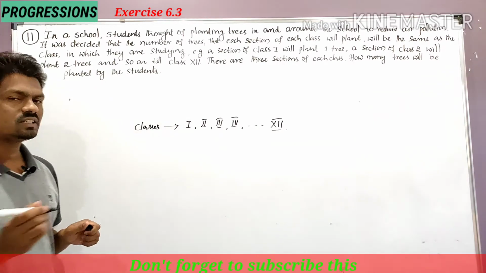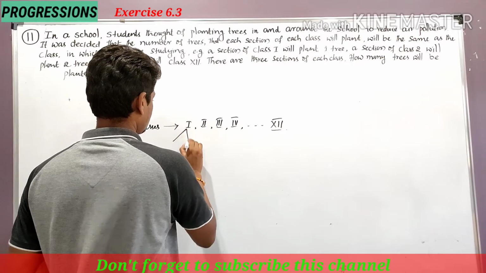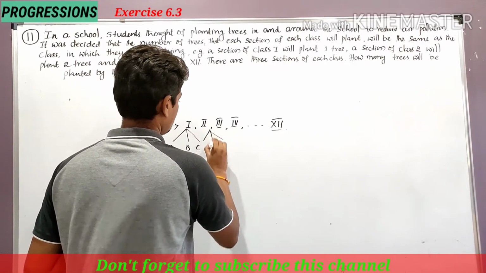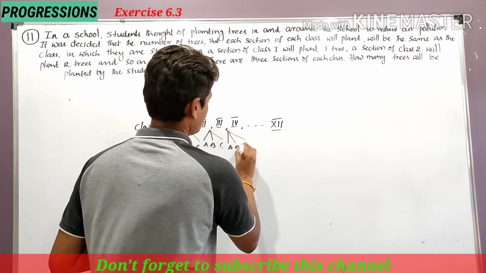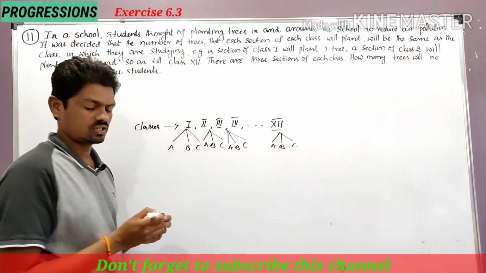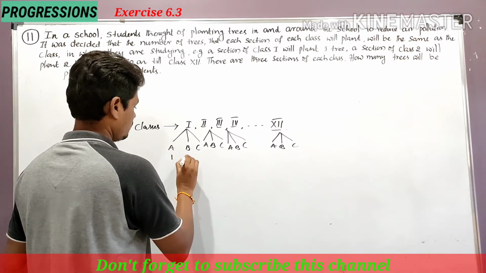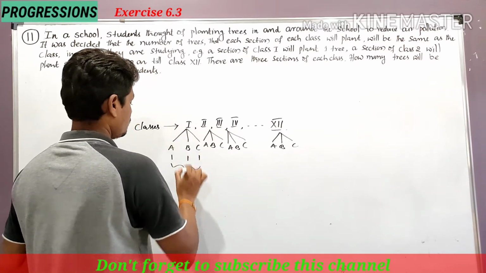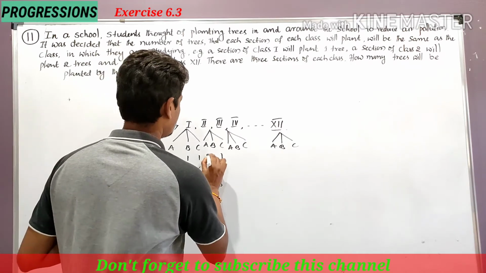Each class has 3 sections. Each class has how many sections? Suppose the 3 sections are A, B, C. So here also A, B, C, here also A, B, C, and so on. Suppose each class has 3 sections, and each section will plant 1 tree. So 1 plus 1 plus 1, totally the first class plants 3 trees.